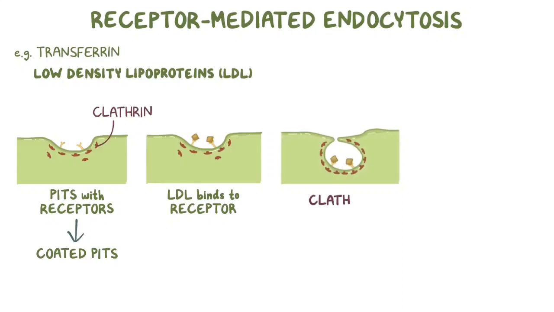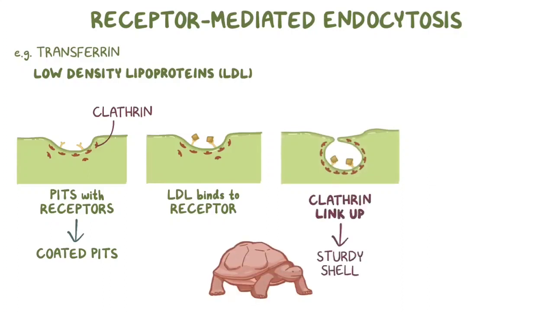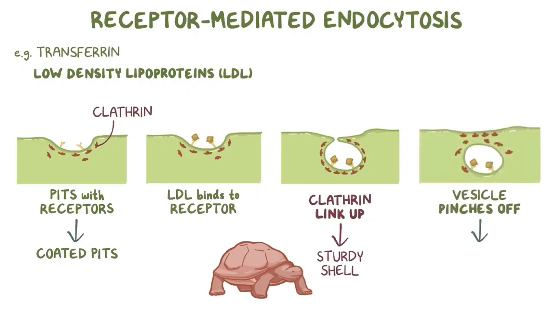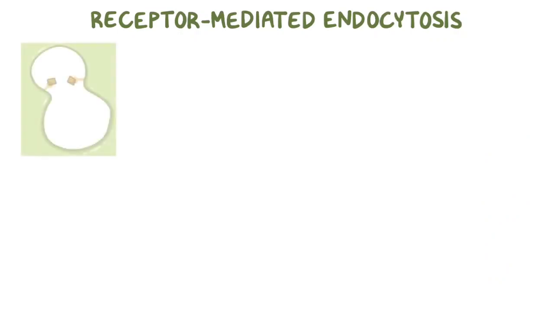At the same time, the clathrin proteins inside the cell link up to one another like a sturdy shell around the forming vesicle. Once the vesicle pinches off from the cell membrane, the clathrin proteins detach from it and go back to the cell membrane. Inside the cell, the vesicle merges with an organelle called the endosome.